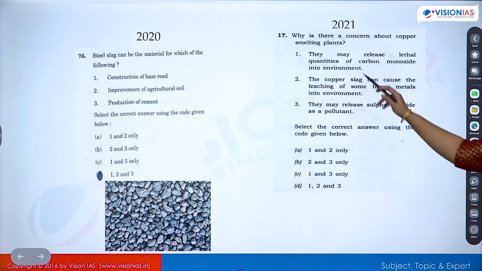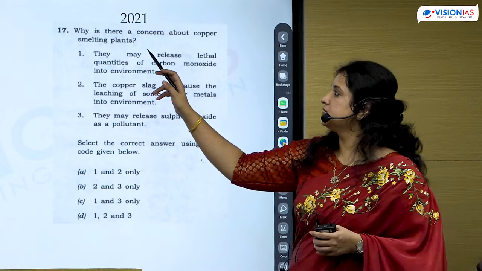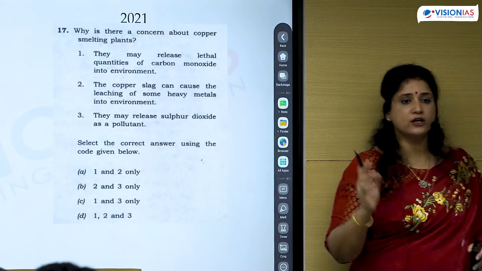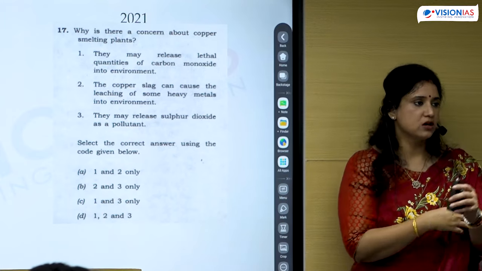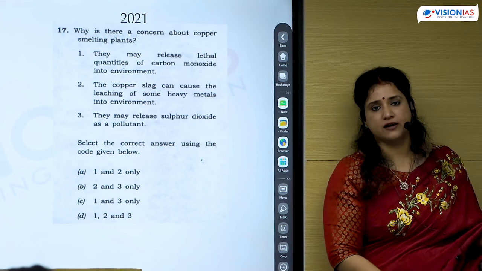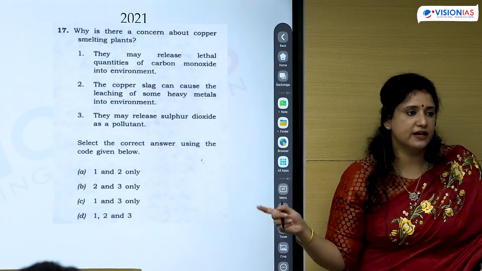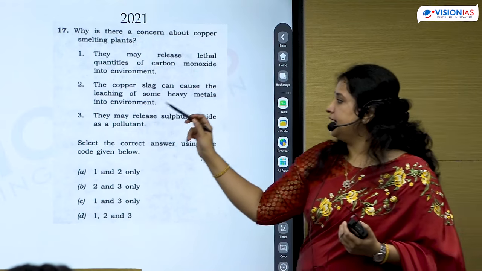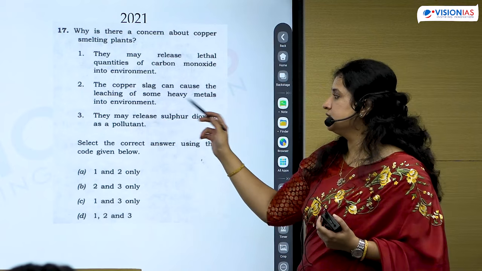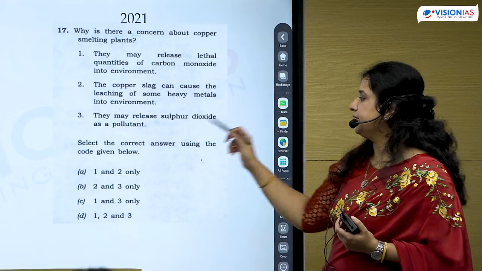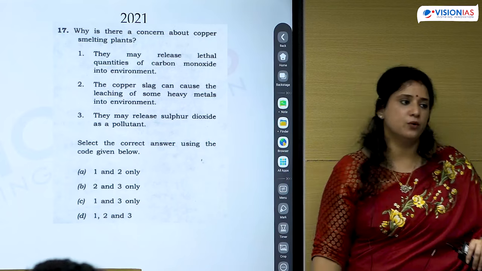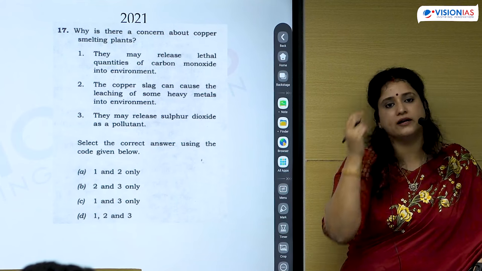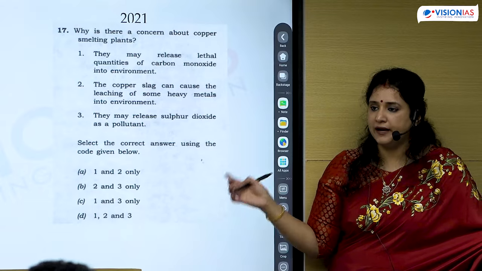Okay. Now, copper smelting plants, they may release lethal amounts. Now, specific industries: I told you pollution-based questions are either about sources, impacts, or particular laws governing them. So these are the questions dealing with sources of pollution. For example, it releases monoxide, it can cause heavy leaching of some heavy metals in the environment, and it releases sulfur dioxide as a pollutant. All are correct. Under pollution, you will be reading these topics, you will be taught in your respective classes, and these topics will be dealt with.